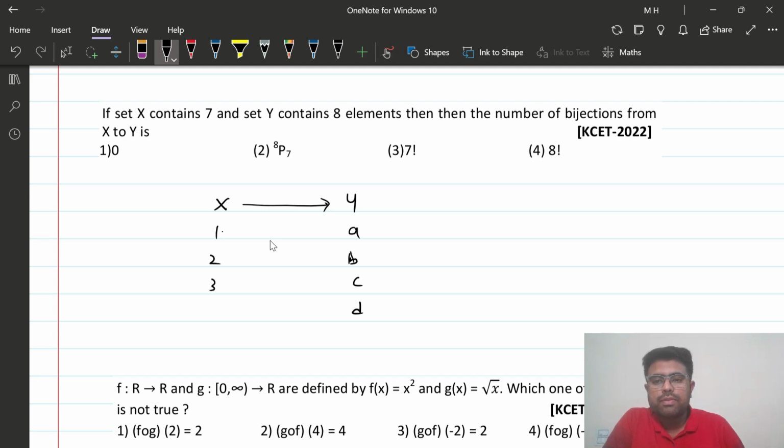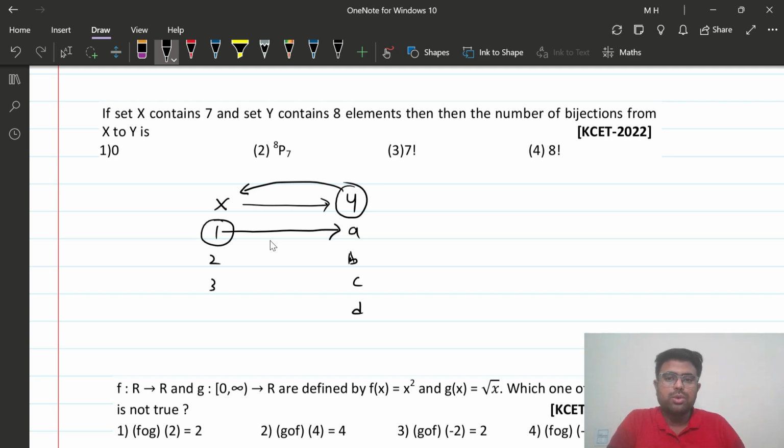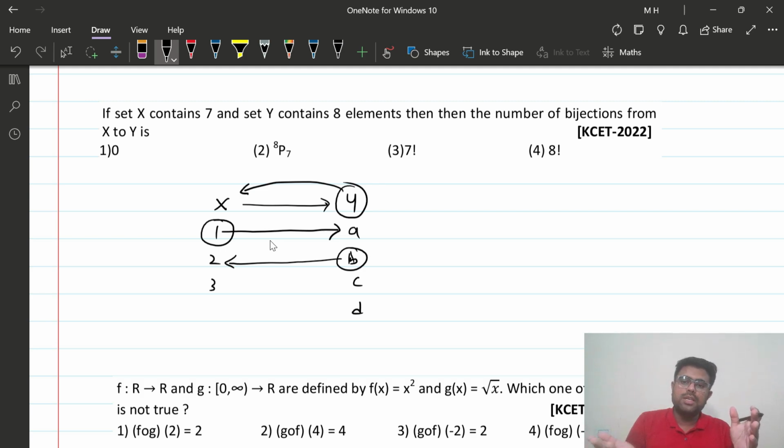If all the elements of X have an image in Y and a unique image in Y, all the elements of X must have a unique image in Y, and all the elements of Y must have a unique pre-image in X. So what I mean to say is, if I take an element here, it should have a unique image in Y. If I take an element here, it should have a unique pre-image in X. So therefore all the elements of X have an image in Y and it is unique. All the elements of Y have a pre-image in X and it is unique. So therefore the number of elements of X must be equal to the number of elements of Y.